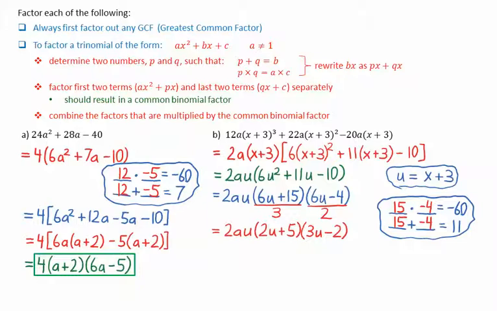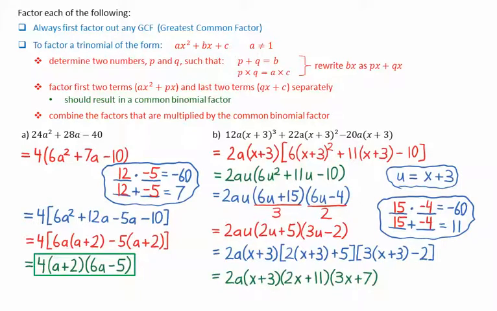This gives then the result 2au. We have to leave that initial greatest common factor out in front. We then have 2u plus 5 times 3u minus 2. We can then substitute x plus 3 back in place of u. We then have 2a times x plus 3. Inside then the square brackets, we have 2 times x plus 3 plus 5, and then 3 times x plus 3 minus 2. Note here, though, that inside these square brackets, we can simplify those expressions.